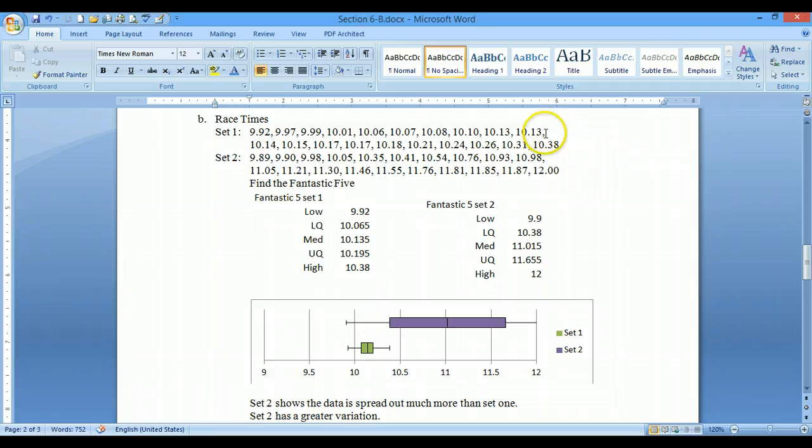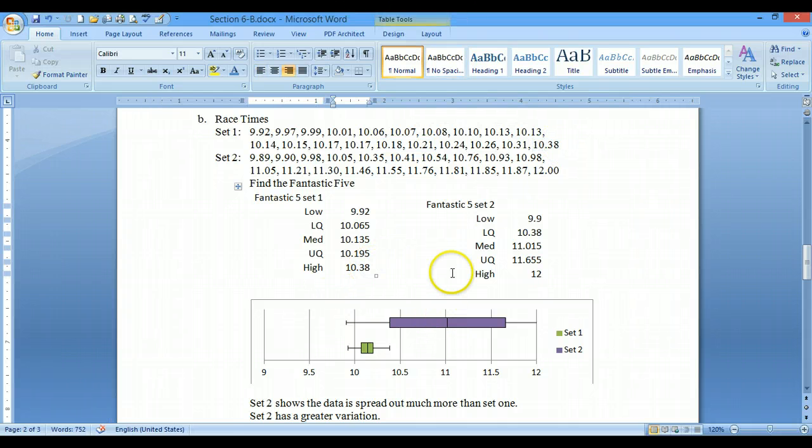Now remember, the median happened between these two numbers, so we're going to count in 1, 2, 3, 4, 5. Starting at the low, 1, 2, 3, 4, 5. So again, we're going to have to average these to find the upper quartile. Using your calculator or Excel, we'll get 10.195. And then for the upper, 10.38. So that was pretty easy to find.